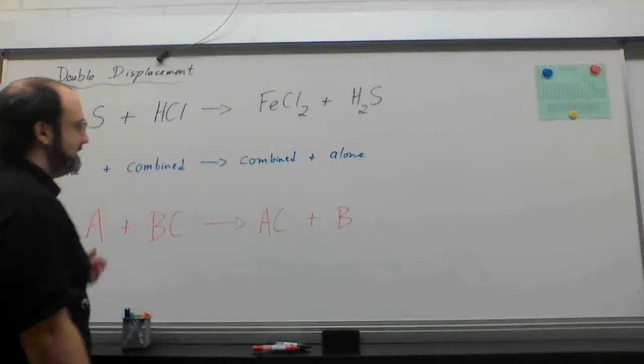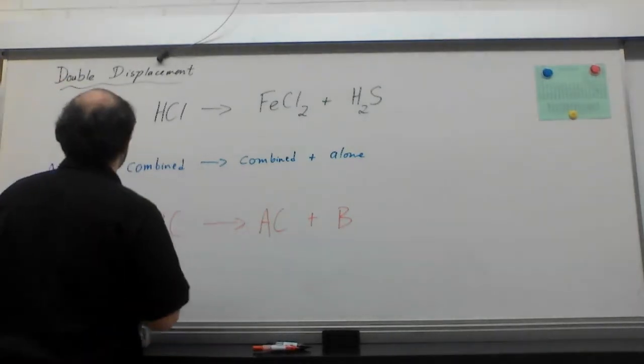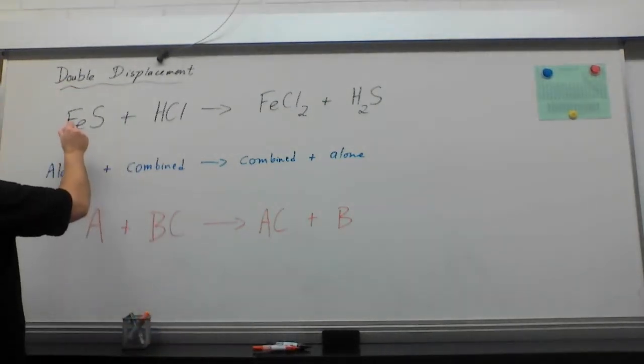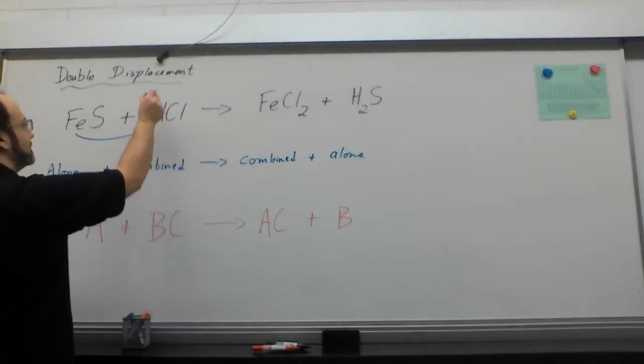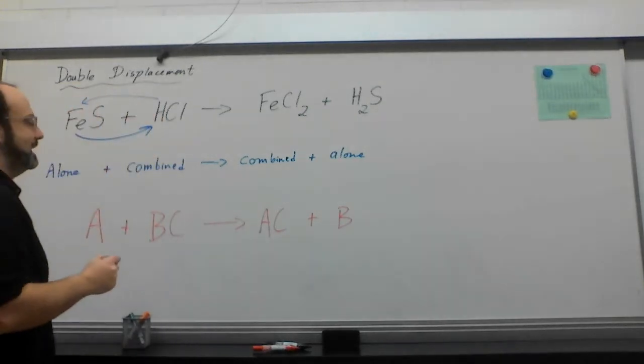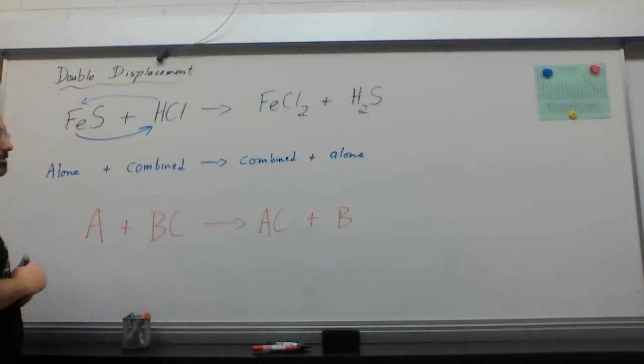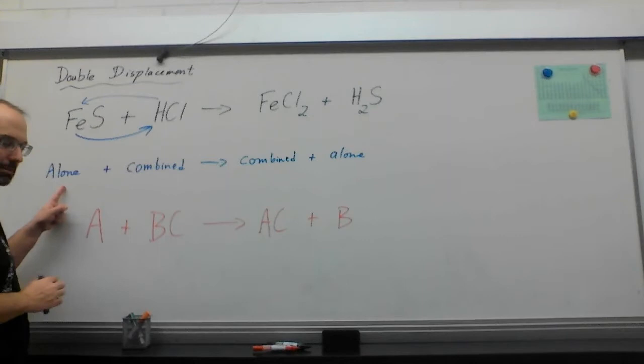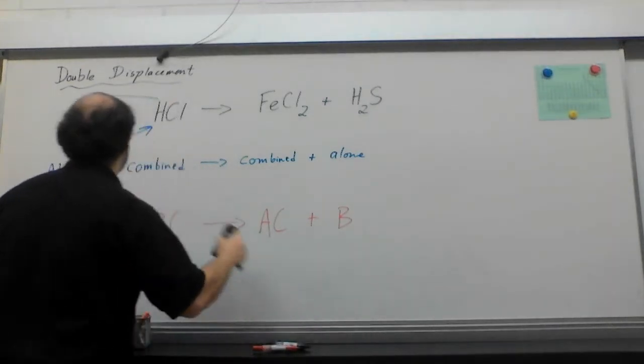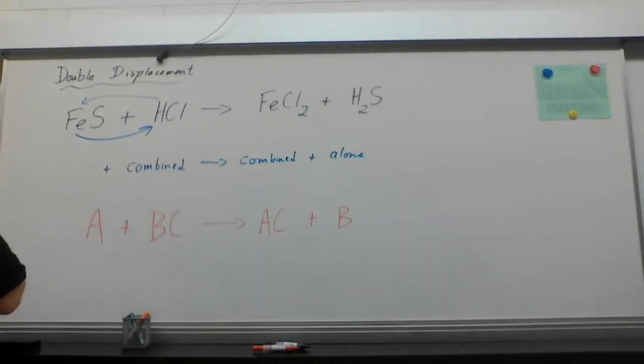So, what do we see here? Well, in much the same way as before, the iron swapped places with the hydrogen because both of them are cations. Now, why do we call this a double displacement? Because instead of this guy being alone, this guy over here was already combined.